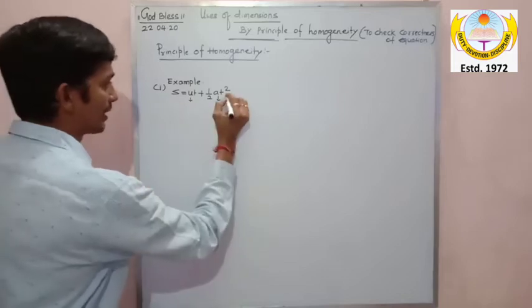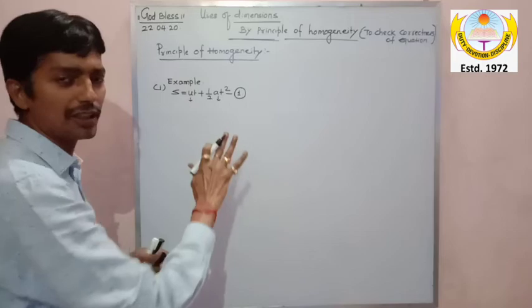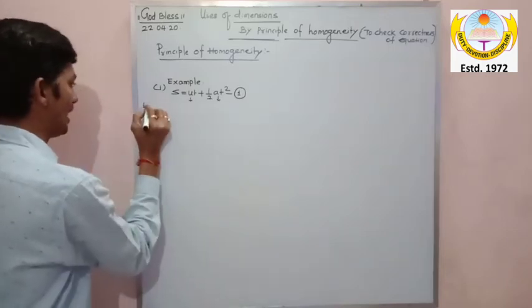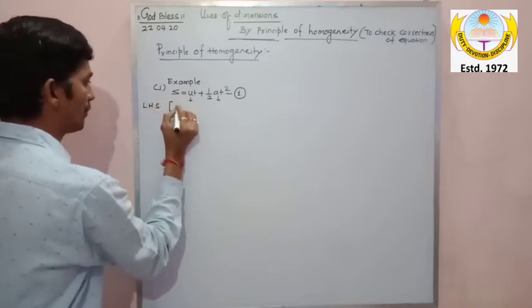Begin with this. The given equation I will put as equation number 1. Whatever equation is given to us, I will put it as equation number 1. So here it is LHS, left hand side. Now I have to find the dimension of S.